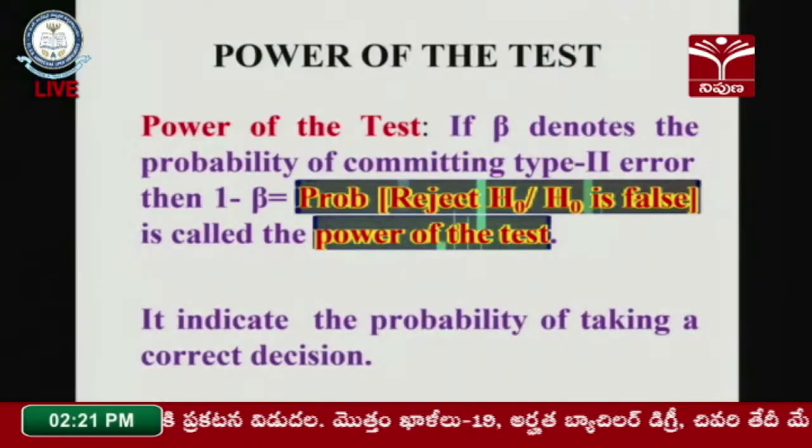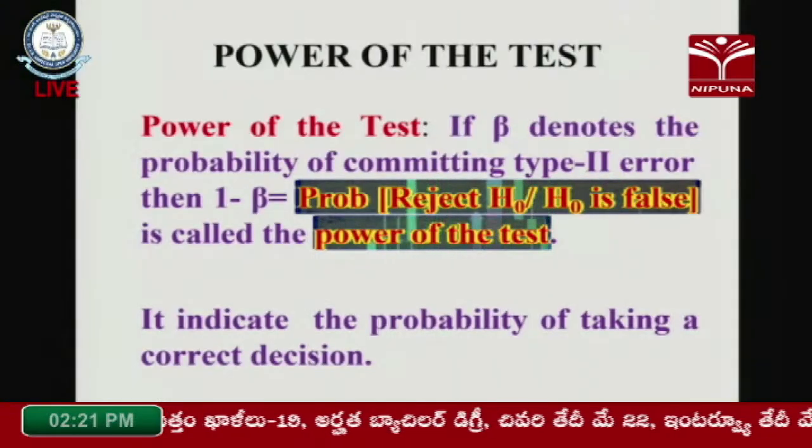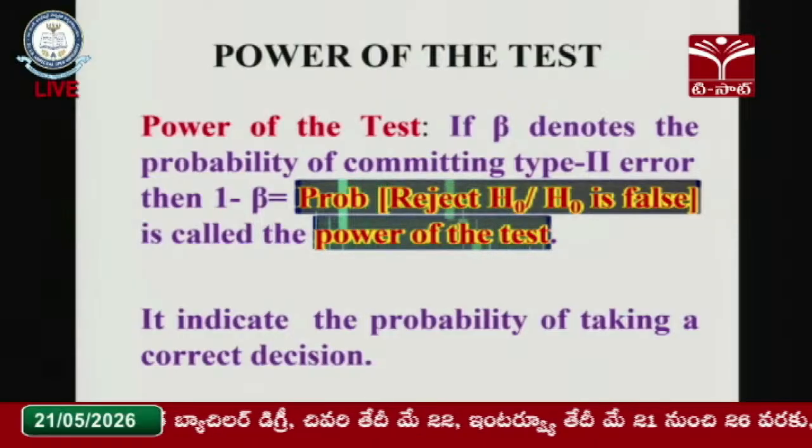After that, we are going to test one more important thing, the power of the test. Power of the test means we already represented type 2 error. Type 2 is represented by which notation? Beta. If beta denotes the probability of committing type 2 error, then 1 minus beta is the probability of rejecting H0 when H0 is false. This is called the power of the test.